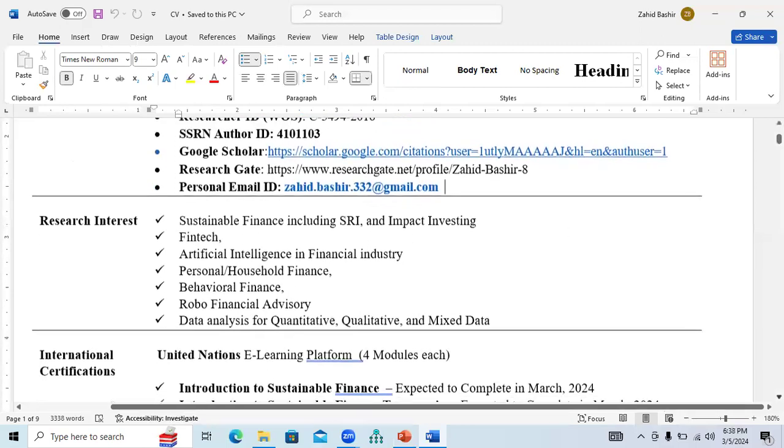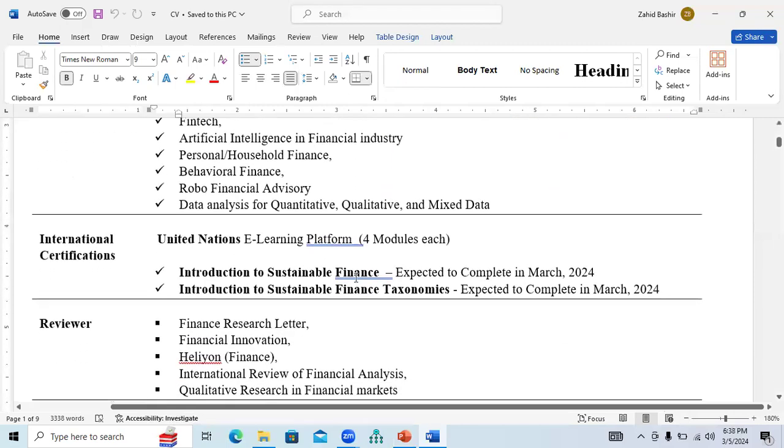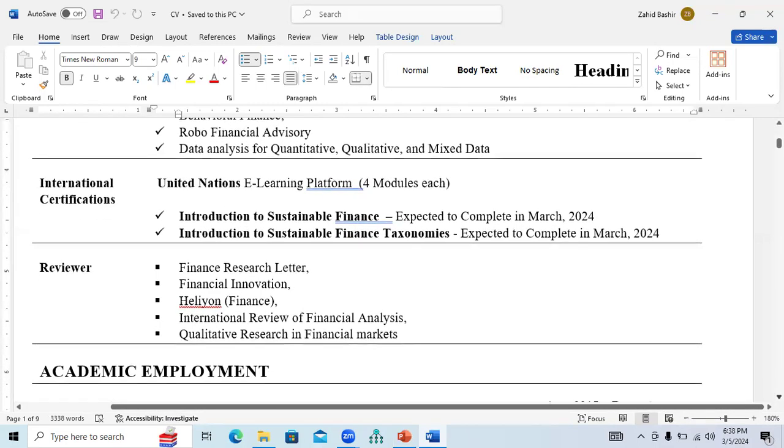Then I have some international certifications from United Nations, like Introduction to Sustainable Finance and Introduction to Sustainable Finance Taxonomy. Both of these certifications are from United Nations as online learning modules. I am also a reviewer of renowned journals like Finance Research Letters, Financial Innovation, Heliyon, International Review of Financial Analysis, and Qualitative Research in Financial Markets. I have reviewed more than 20 articles for these journals.